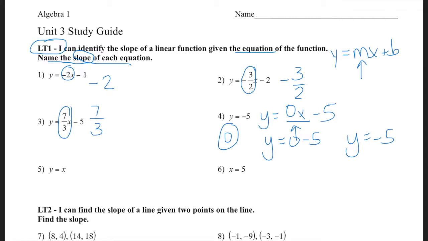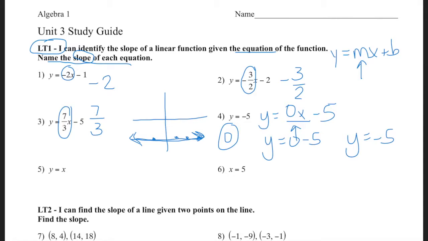The other way we can look at this is, if I'm more of a visual person, let me graph this. If y = -5, that means for any x value, y is -5. So if x is 1, y is -5. If x is 2, y is -5. If x is 3, y is -5. If x is -2, y is -5. And I see very quickly here that what I have is a horizontal line. And maybe I remember from our notes and from our practice that horizontal lines have 0 slope. So the answer to number 4 is 0.